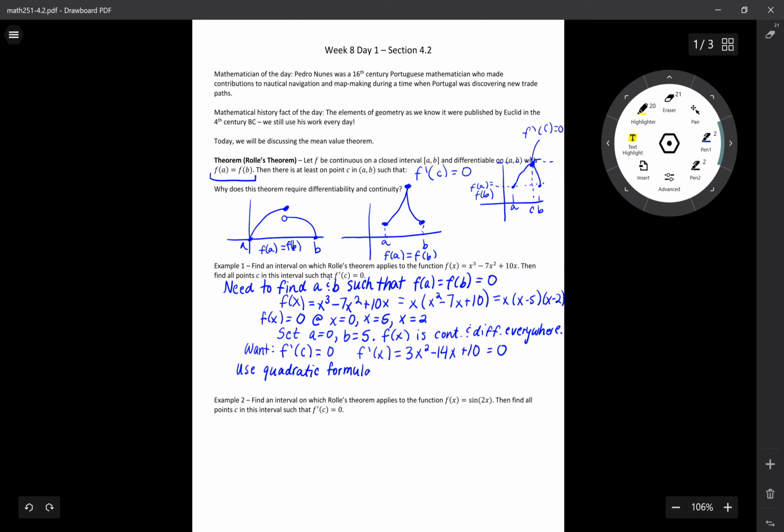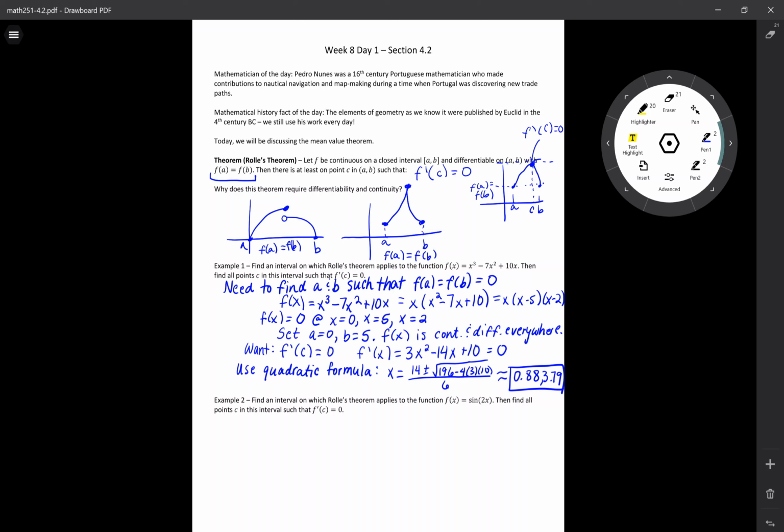And when I use the quadratic formula, I get x is equal to 14 plus or minus the square root of 196 minus 4 times 3 times 10 over 6. And if we do the math, this is approximately 0.88 and 3.79. So in this case, I have 2 points c in my interval from 0 to 5 such that f prime of c is equal to 0.